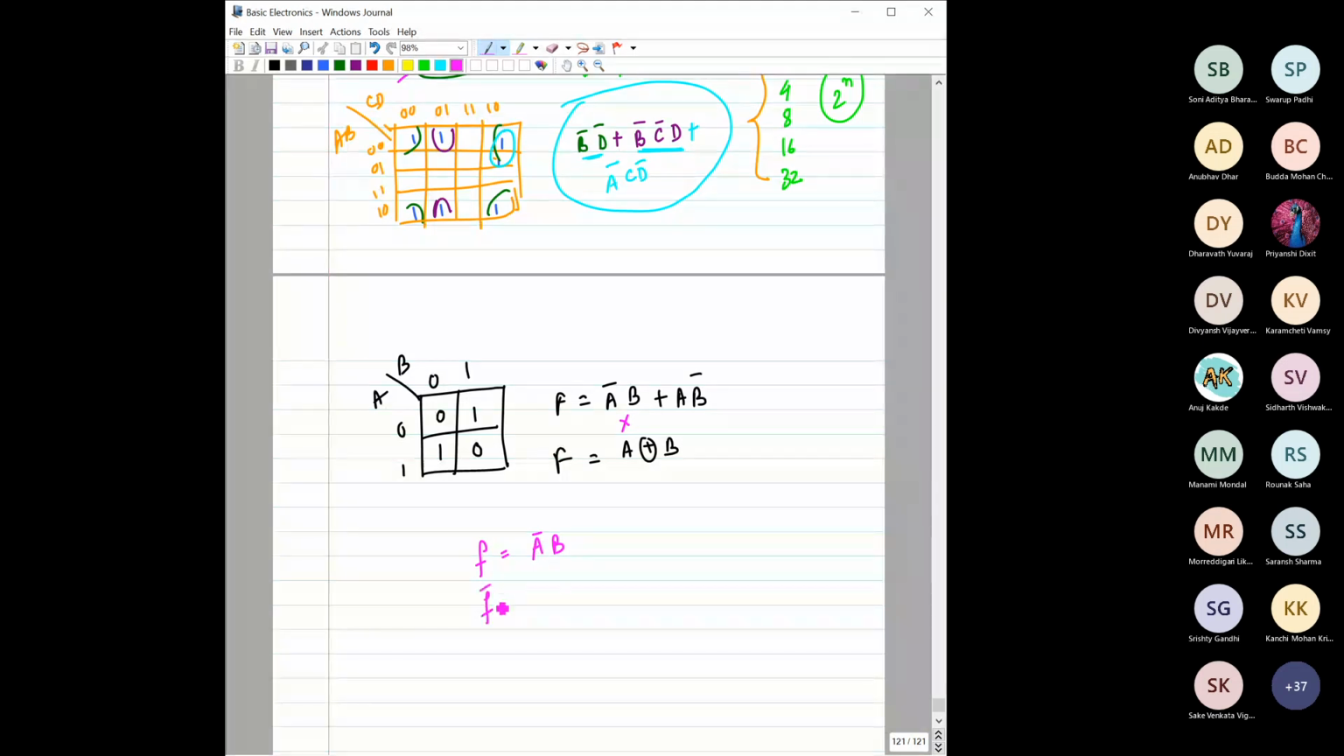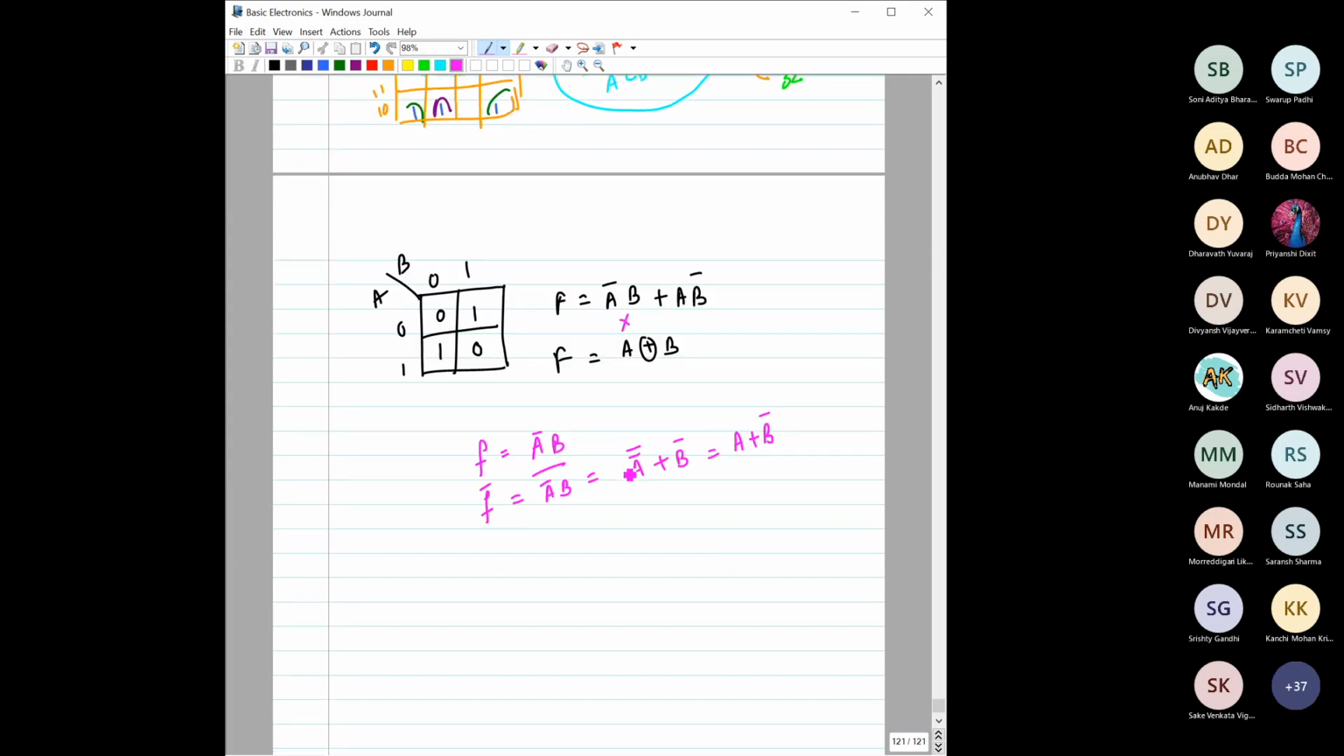And you want to make a complement of this, so let us try to do this. Now we know De Morgan's theorem. So it will be A bar bar plus B bar. So it is basically A plus B bar. Okay, sir, this was my mistake.